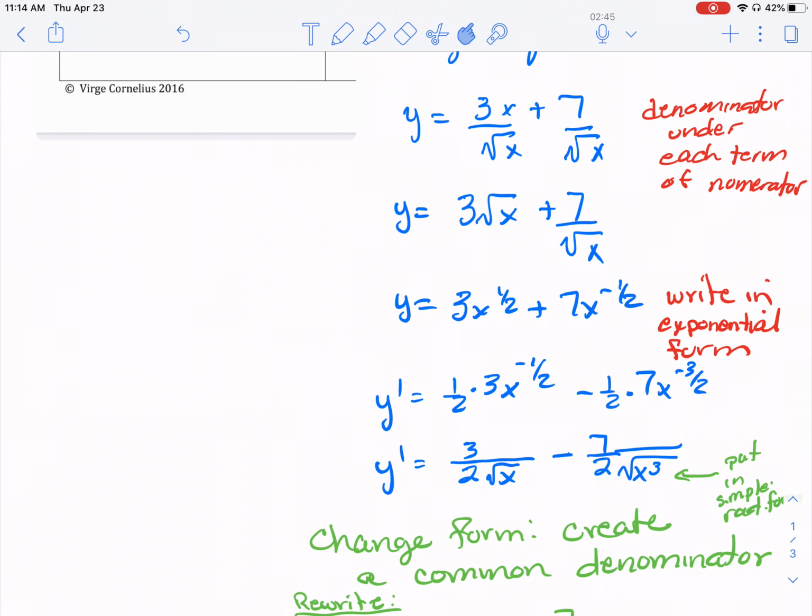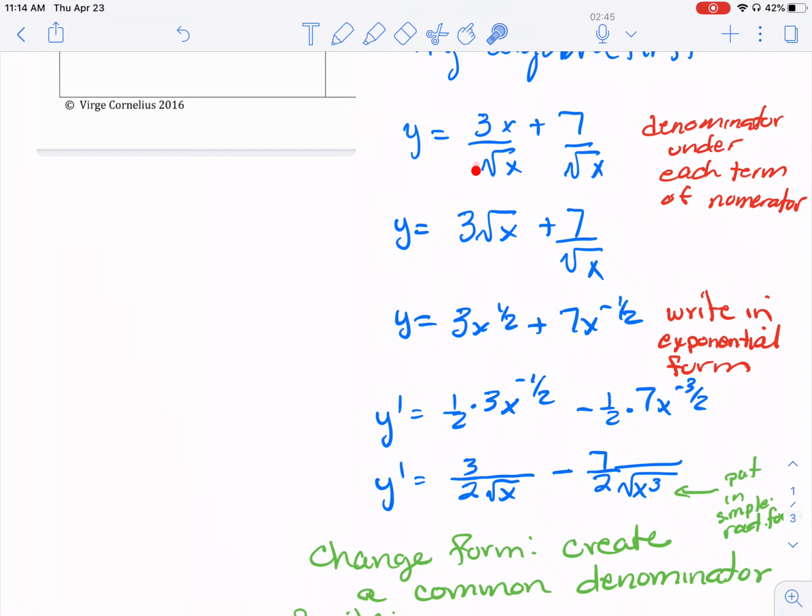I also see radicals that I don't want to work with, so I'm going to simplify this. 3x over the square root of x simplifies to just 3 root x. The 7 over the square root of x doesn't simplify, so I just rewrote it.